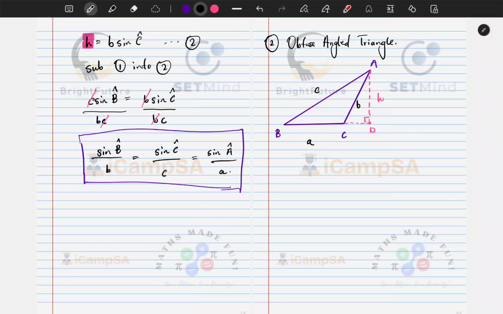Oh, I may have forgotten something. So if this is angle C, this angle here is going to be 180 minus C.